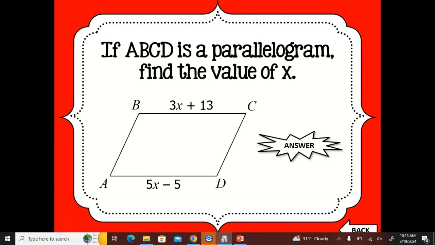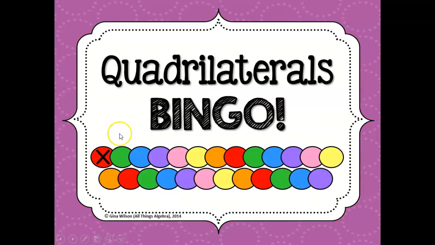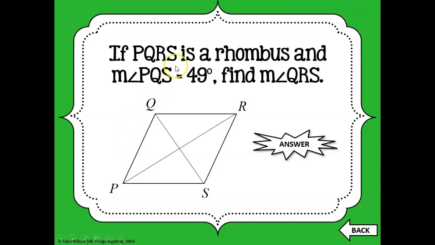So you're just finding x. And 3, 2, 1. 9. You got 9, give yourself a pat on the back. You set those two equal to each other. Solve.